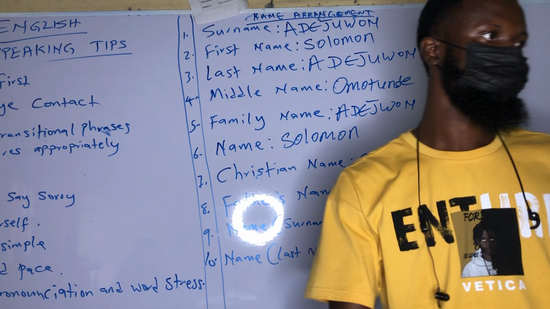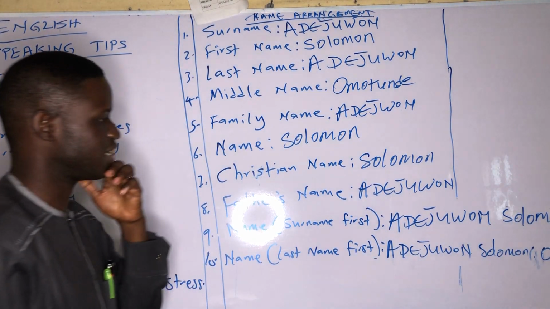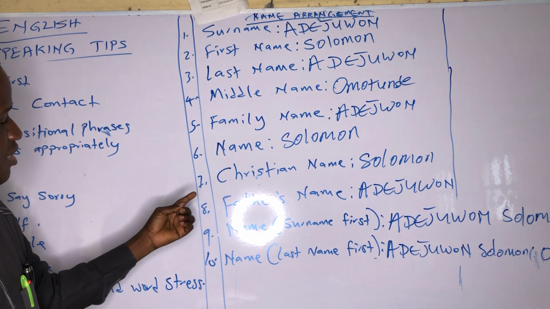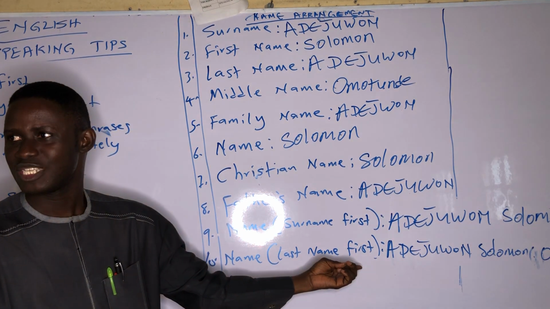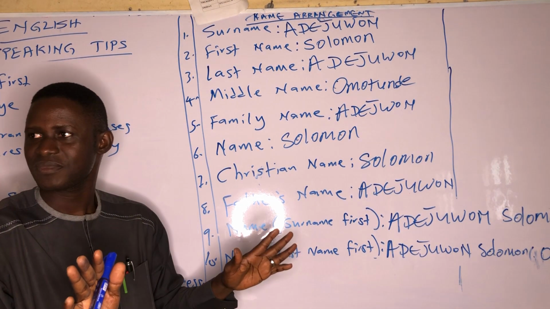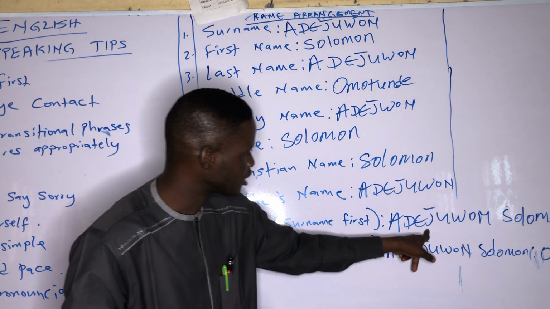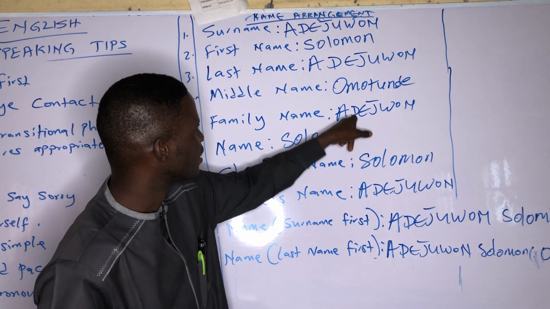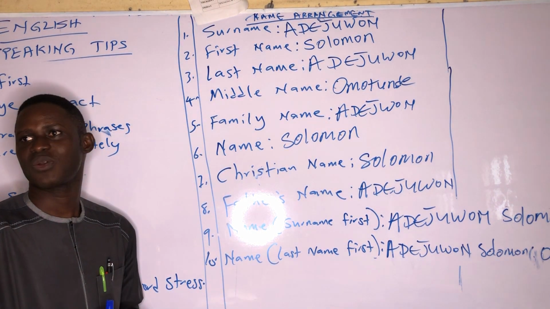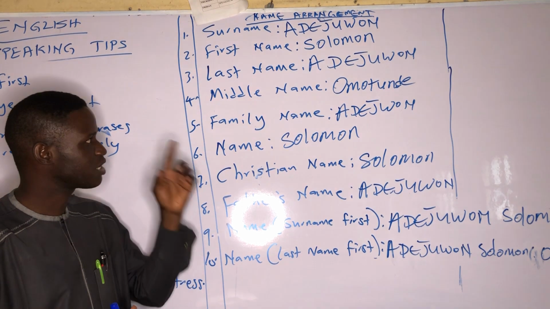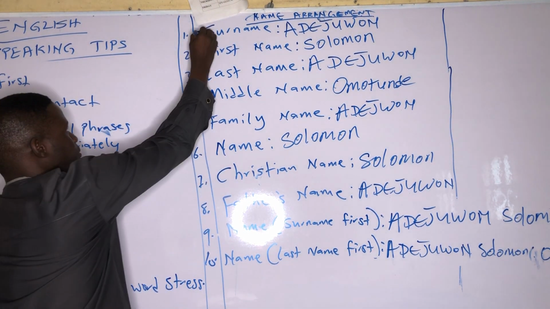Can we clap for him? Please clap for him. That's very, very good. He got everything correctly. You see, in the areas where he's writing his own surname, he made them in capital letters, to simply clarify to whoever is reading it that this is my surname. He got everything correctly. So just take note, your surname is the same thing as your last name.